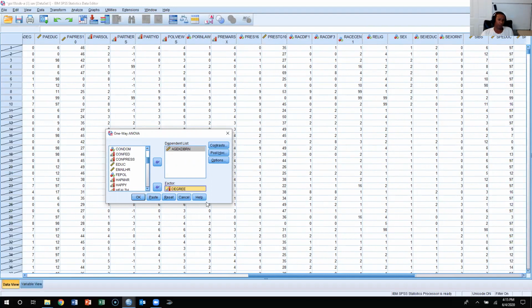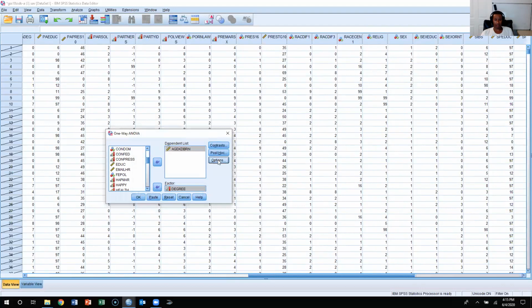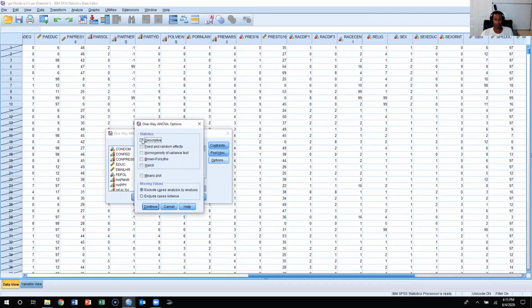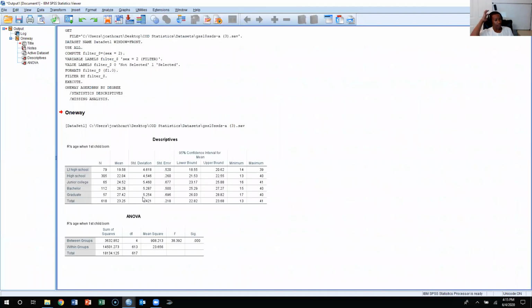Now, one other thing I'm going to have to do is click Descriptives. I have to come over here to Options in the upper right hand corner. I'm going to click on Descriptives in the statistics section. I'm going to press Continue, and then press OK. Okay, now it's just provided me with the information that I need.